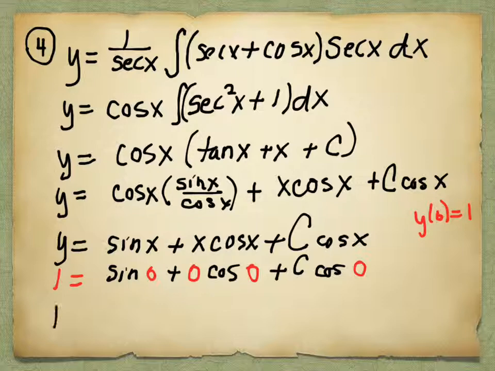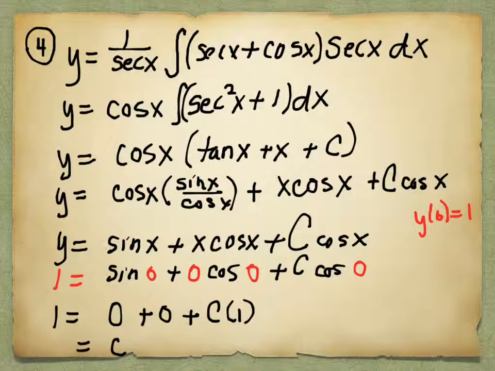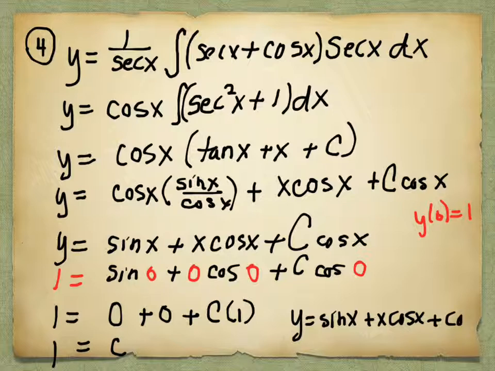All right, so I've got 1 on the left. What is sine of 0? 0. The second piece actually says 0 times cosine of 0, so that's going to also be 0. Plus c, and then what is the cosine of 0? That's actually 1. What's c? It's 1. C is 1. So our answer to our problem, let me just write it right here, is actually y equals sine x plus x cosine x plus cosine x.